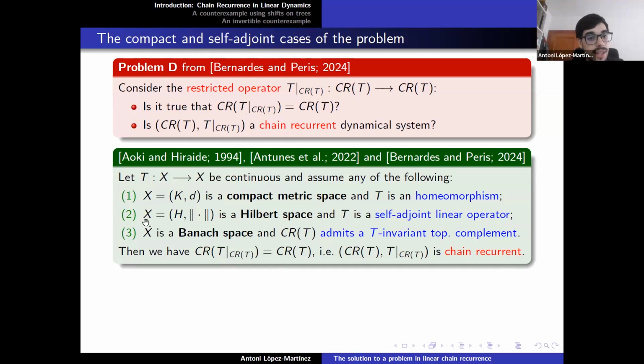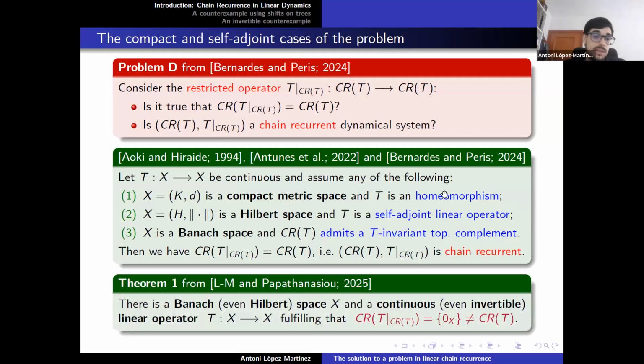And in linear dynamics we have cases 2 and 3. If X is a Hilbert space and T is a self-adjoint linear operator, then the answer is again true. And more generally, if X is a Banach space and the set of chain recurrent vectors admits a T-invariant topological complement, then the answer is again yes. Of course, case 3 is a particular case of case 2 because of the Hilbert space, the projections, and the self-adjoint property. So we had many positive cases, and that's why they asked this question.